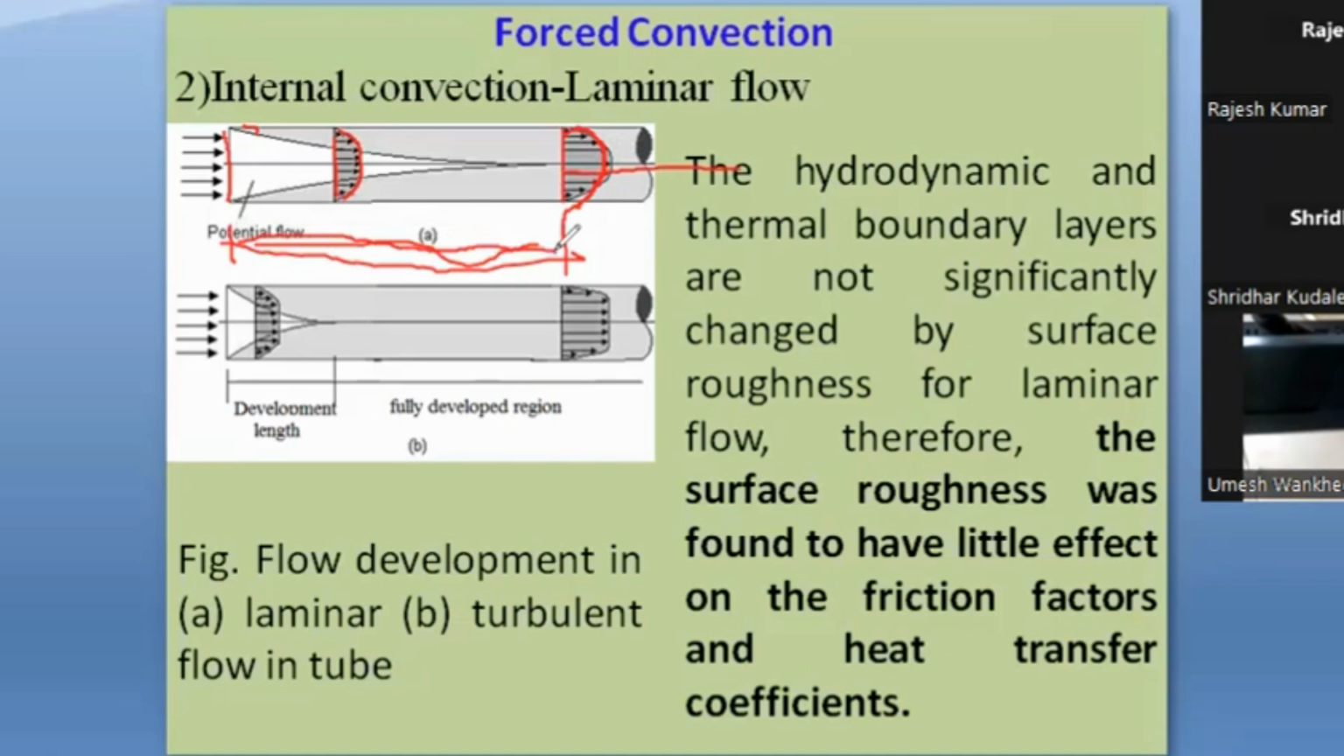Now here I have to tell you that in turbulent flow the profile is different. It is more flat near the center, but in laminar flow it is like this, parabolic. Here it is logarithmic or hyperbolic. Please understand, roughness is very important in turbulent flow, whether it is heat transfer or friction factor. But roughness is not important in laminar flow. It doesn't create much difference in the case of laminar flow.